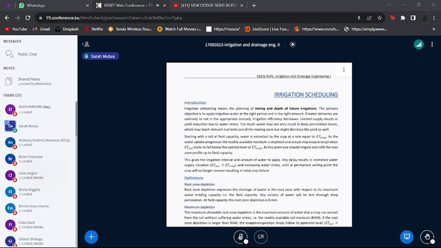So if we are not supposed to allow the moisture to fall below critical moisture content, how do we calculate critical moisture content? When you recall, it is the depletion factor p multiplied by the difference between moisture content at field capacity and moisture content at permanent wilting point. So the objective then is to irrigate when the moisture has not fallen below the critical moisture content. That is number 1.